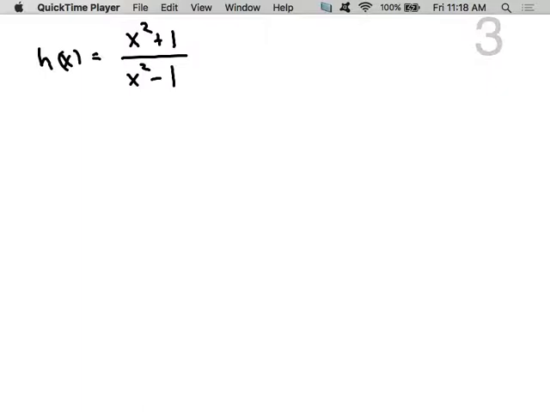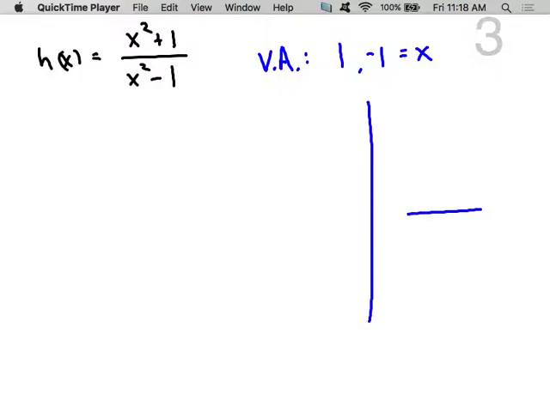That having been said, where are the vertical asymptotes? Sydney. Technically speaking, we would have x equals 1 and negative 1 because they are lines, but that's great. Perfect. Okay, let's talk about the behavior around each one.